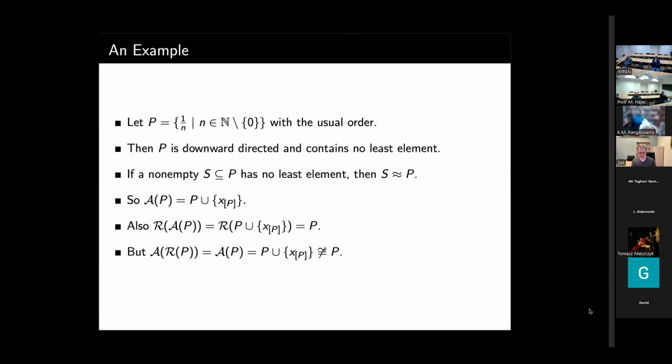First you do R. R will do nothing to this partially ordered set because there are no greatest lower bounds for downward directed sets with no least element. And if you follow that up by A, you add one more point, so you get something different. So in general, A and R don't commute. It's like a one-sided inverse.